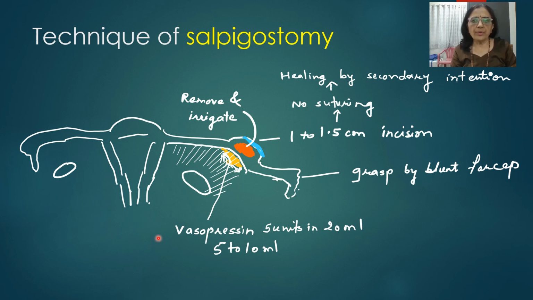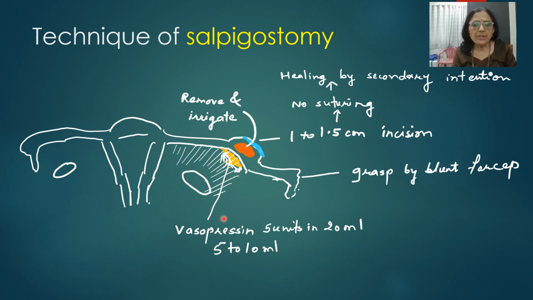This is the technique of salpingostomy. What is done is, with a blunt forceps, the fimbrial end is grasped and the fallopian tube is lifted up away from the ovary so that there is a stretch over the mesosalpinx.